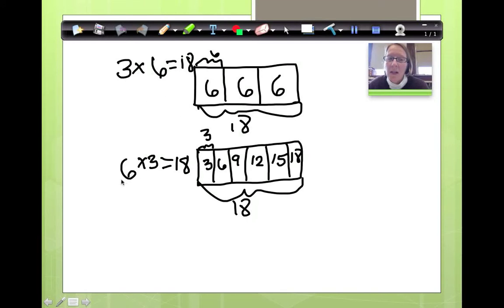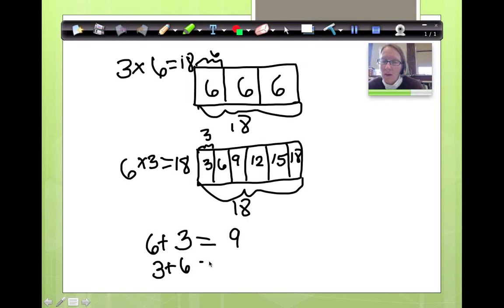Now, how are they related? What do you see that is the same between 3 times 6 equals 18 and 6 times 3 equals 18? Well, they both equal 18. And they both have a 3 and a 6 in the problem, right? Okay, this means that just like addition, where we could have had 6 plus 3, what's 6 plus 3? 6, 7, 8, 9. 6 plus 3 equals 9. 3 plus 6 also equals 9. It's exactly the same as with addition. Multiplication has the same commutative property. So 6 times 3 equals 18, and 3 times 6 also equals 18.